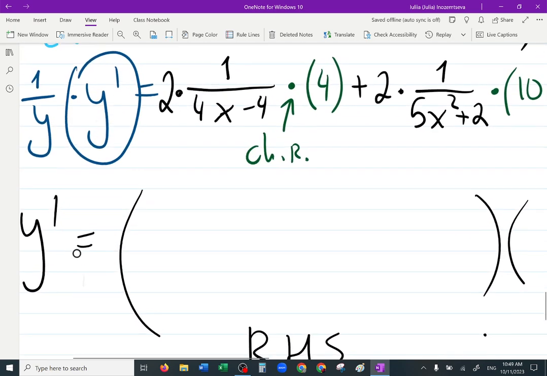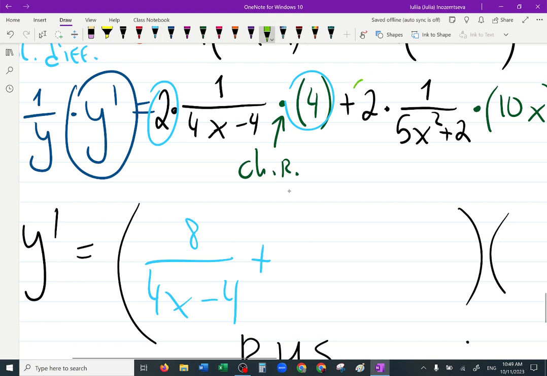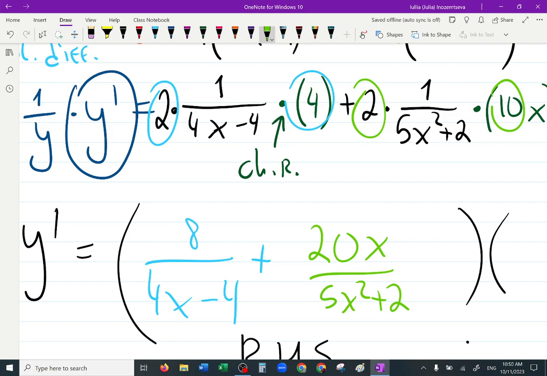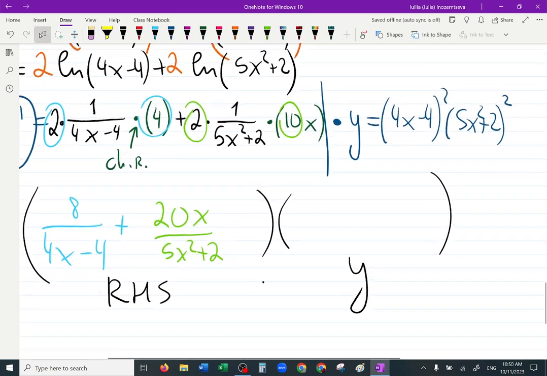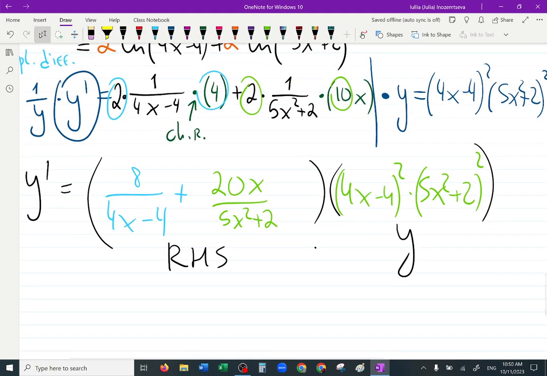That's not a bad question at all. I will do 2 times 4, that gives me 8 over 4x minus 4. I would put it in the numerator, you don't have to, but it looks nicer. Plus 2 times 10x becomes 20x over 5x squared plus 2. That's all I do with this right-hand side part. And then y, I just copy it: 4x minus 4 squared times 5x squared plus 2 squared, and so on. And this is the answer. This is good enough. No need to simplify more than that. No need to distribute, nothing. Actually, people quite like to have a factored form. Does that answer your question? Yeah. Okay, thank you. Very good question.